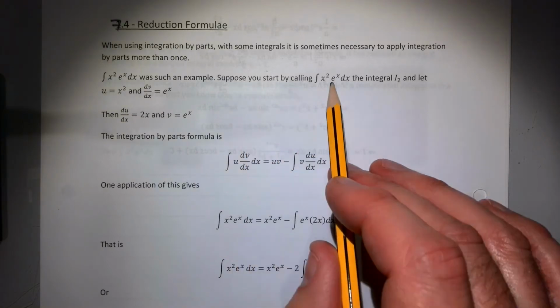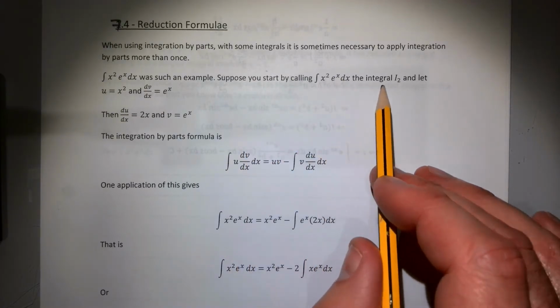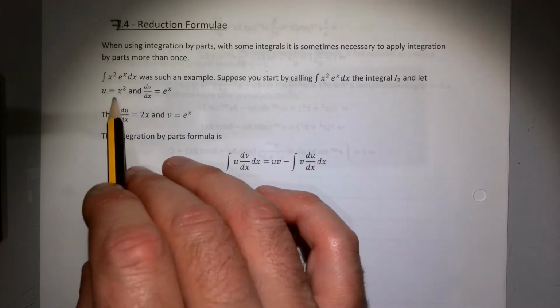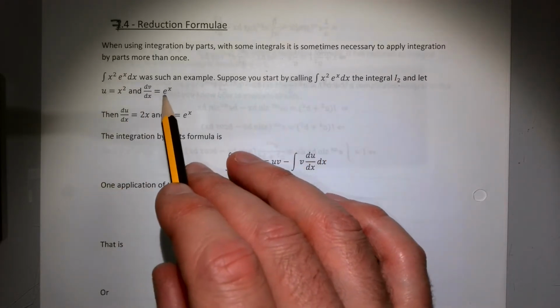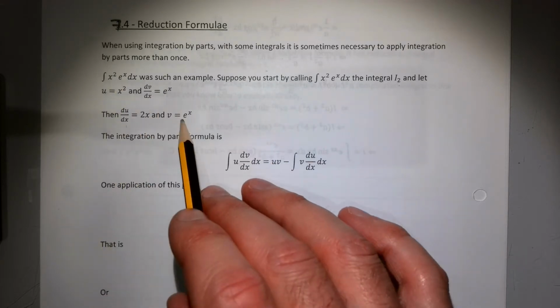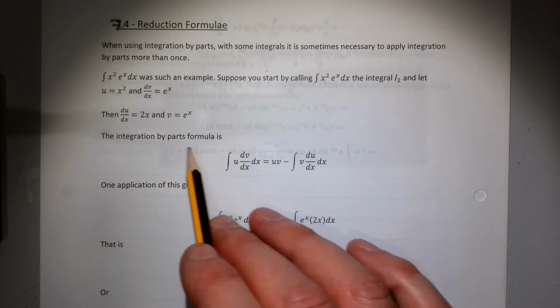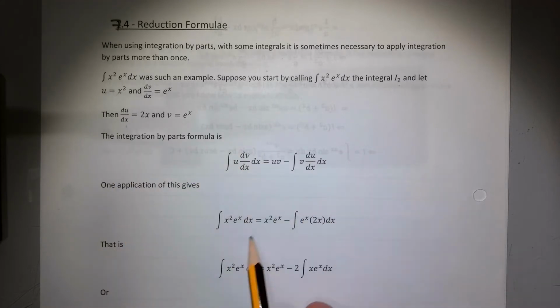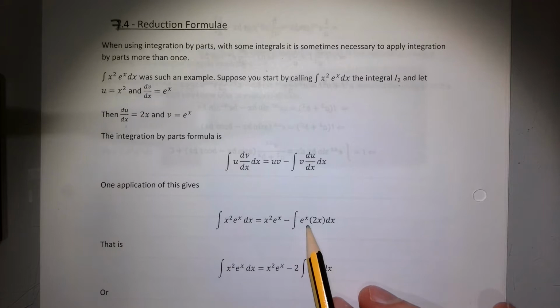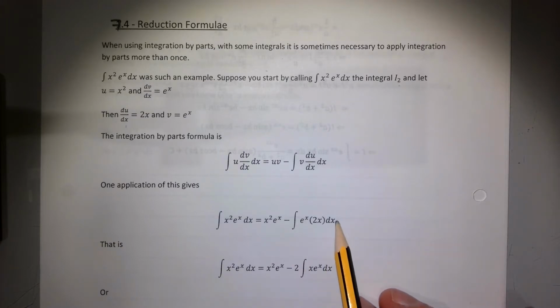Suppose you start by calling the integral of x squared e to the x I2, because of the 2 up here, and let u equal x squared and dv by dx equal e to the x. du by dx, differentiating here, is 2x, and integrating here is e to the x. So integration by parts, substituting it in, you end up that the integral of x squared e to the x, which was your question, equals uv, x squared e to the x, minus the integral of e to the x times 2x.